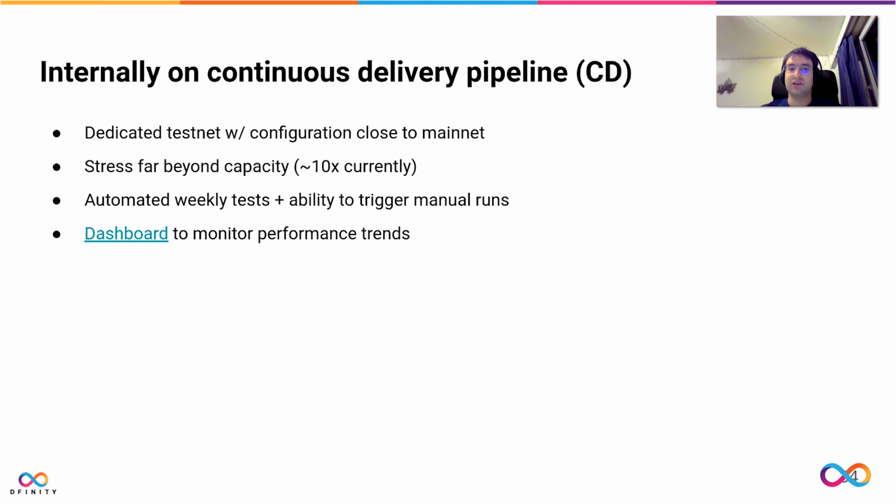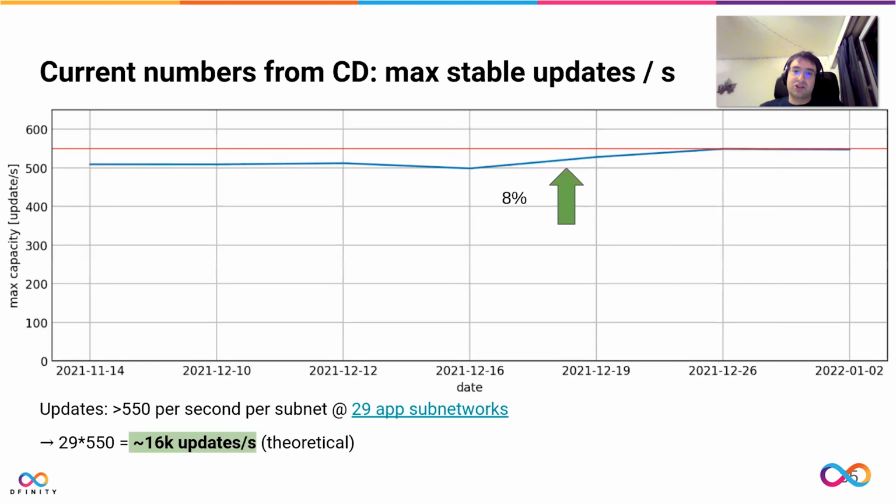the requests per second that we would normally expect to be able to handle. In addition to the weekly tests that we do automatically, you can also trigger it manually, which is cool if you have a change that you're not sure how it will do. You can just run it and see what happens. And we also have dashboards to monitor performance trends over time. From those dashboards, I would like to show you a few numbers.